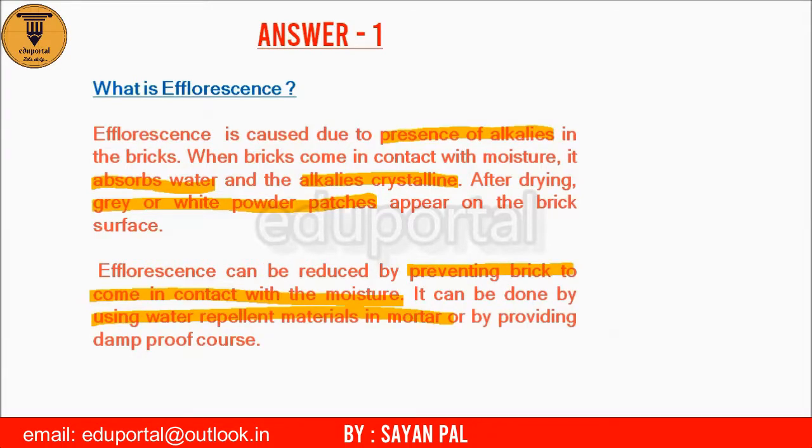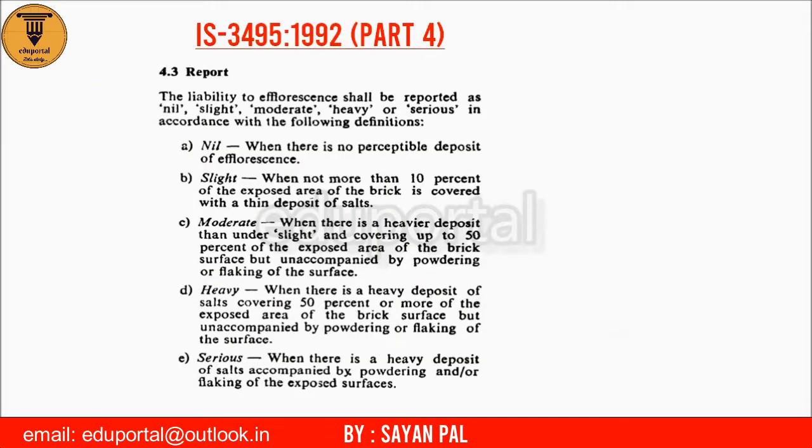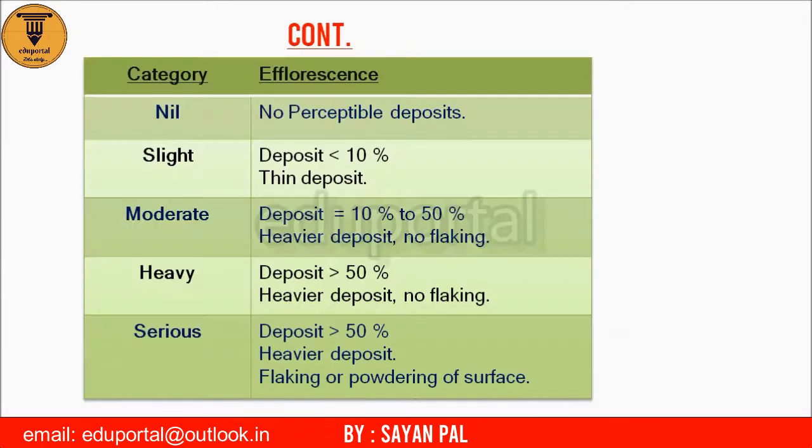Okay, so to determine the type of efflorescence, IS 3495 1992 part 4, that is test of efflorescence for brick, has given some types of efflorescence, that is nil, slight, moderate, heavy, and serious. So we will see a simple chart of this so that we can determine easily. And the chart says it is nil if no perceptible precipitation of alkalis, that is no perceptible deposit is there. If deposit is 10%, then it is slight. If the deposit is 10 to 50%, then it is moderate.